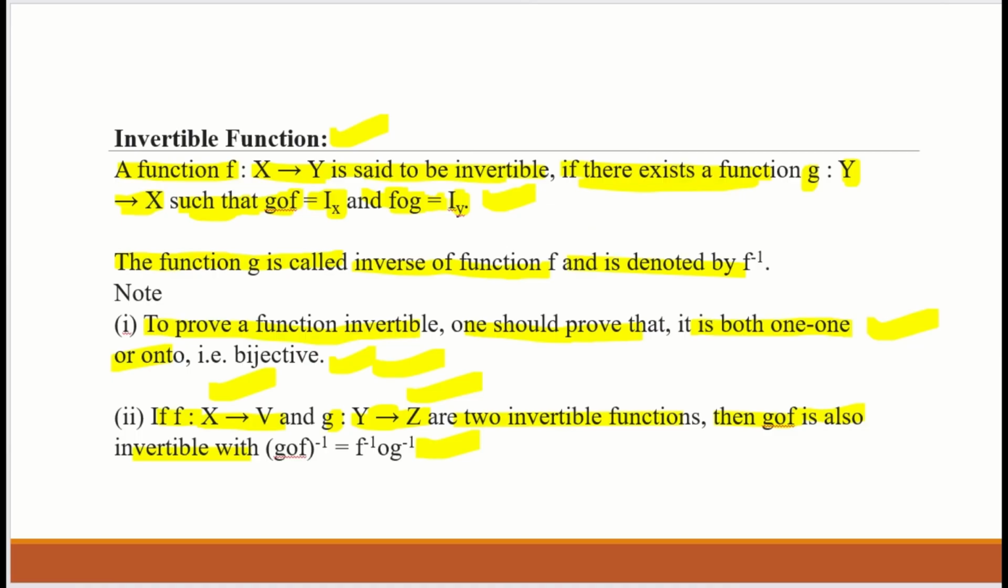In the next video we are going to learn different examples on invertible functions. That is very important for the 5 marks question.